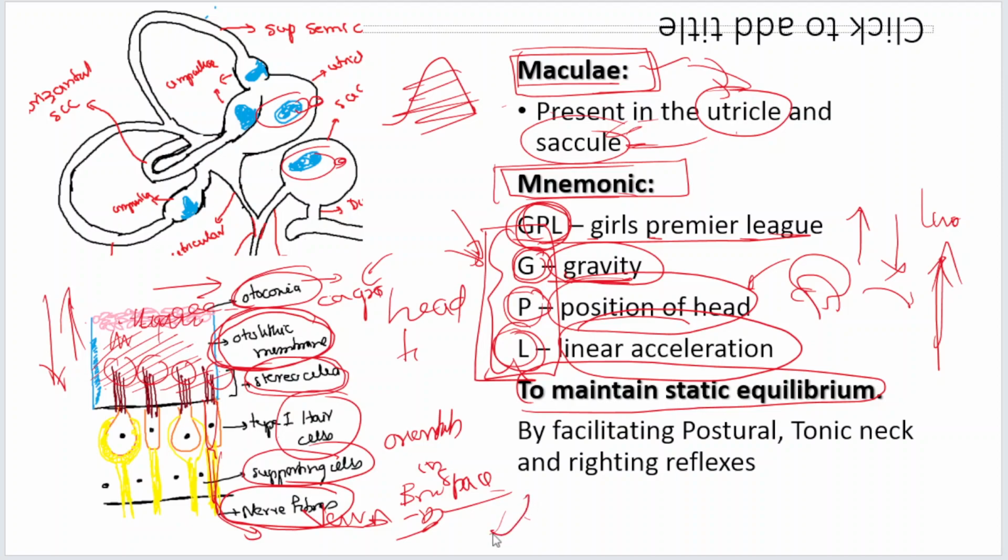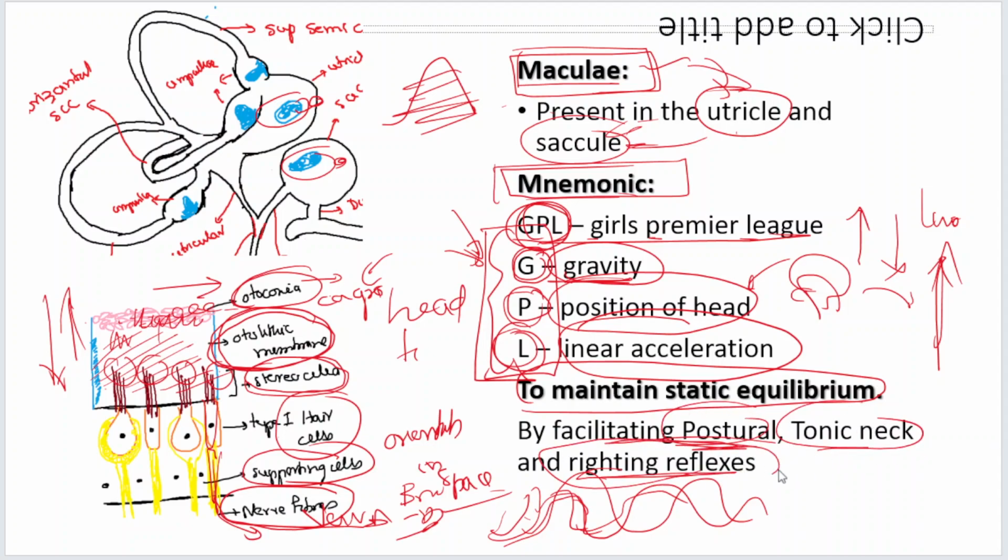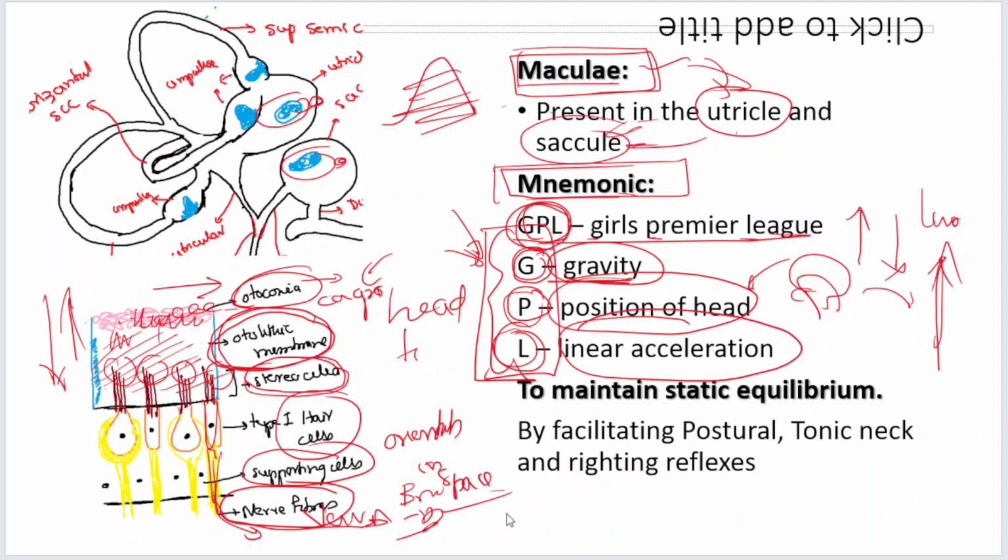All this, when you're going on a roller coaster ride, you're going up and down, up and down. How do you know that? All this is because of this macula, which is present in the utricle and the saccule. Even if somebody pushes you, the postural, tonic neck reflexes and righting reflexes that we have are maintained by the utricle and the saccule. They detect GPL, to maintain static equilibrium, so that you can maintain the position of the head and the body in orientation to space.